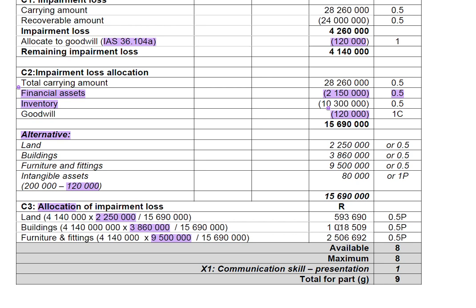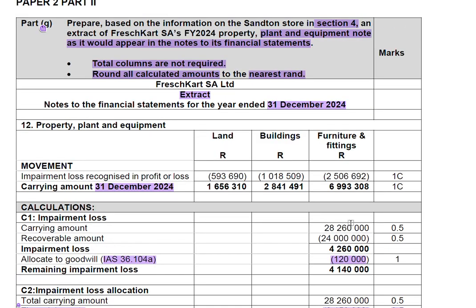Now, what are we going to be doing? Now we need to say this total value of the asset, 2,250, 3,860, 9,500, and we subtract the impairment because that will give us the carrying amount. So you can see this impairment loss. We are subtracting it from the values that we have. After subtracting, this is the balance that we have.